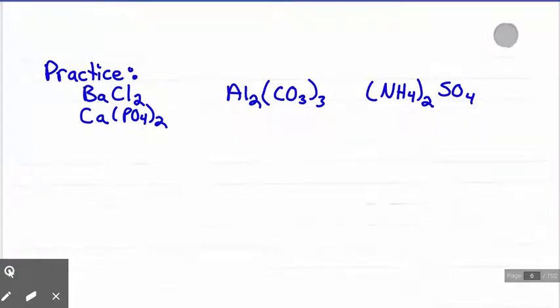Give these a shot. It's a pretty easy, straightforward concept, but we're going to use the molar mass, the molecular mass, a lot in the very near future. So do these for practice, and then you are done looking at this.